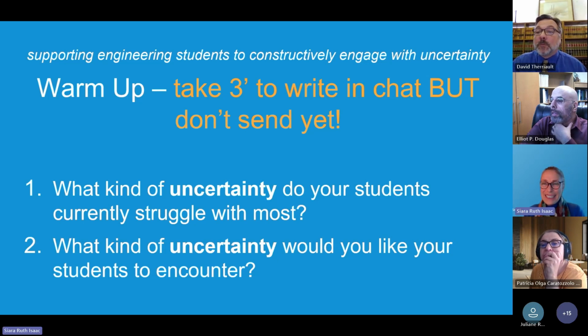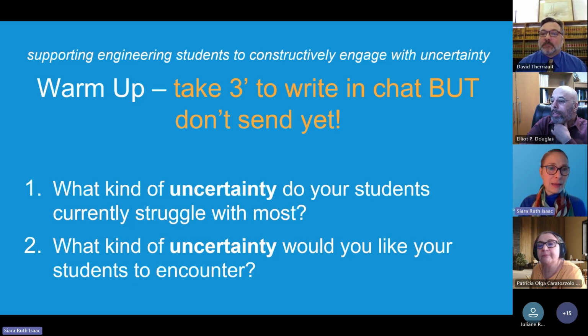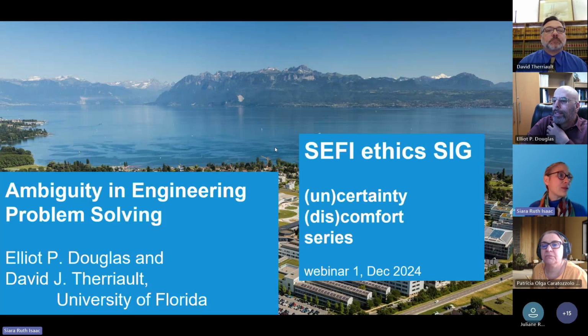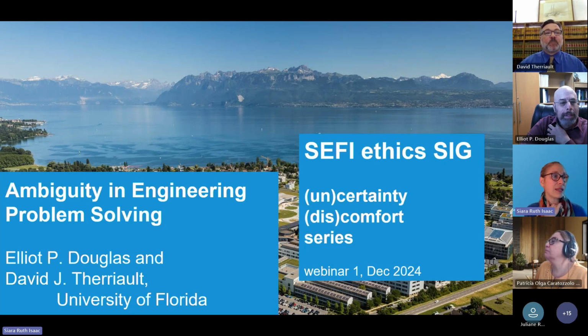Excellent. This is really interesting to see lots of different types of uncertainty that have to do with what the problem is, what the approach to the problem is, who they're working with, and the context that it's going to get implemented in. So really lovely to see that diversity in different approaches. And I'm looking forward to exploring a number of those different types of uncertainty in the different talks through this series. So I'm very pleased today to introduce Elliot Douglas and David Therriault, who will be speaking specifically today about ambiguity in engineering problem solving.